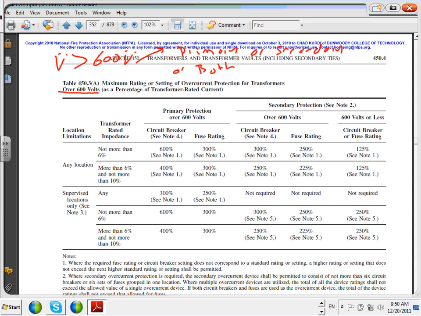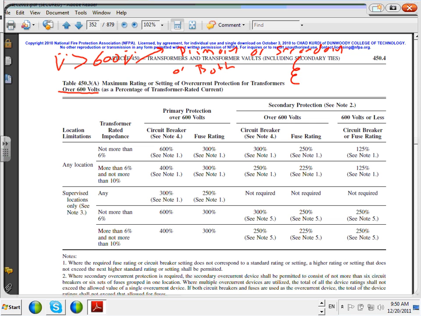So you use this table if the primary or the secondary or both are more than 600 volt. Does that make sense? If one of them is more than 600 volt, you use this table. Okay, an example of this. This is how your system should look.